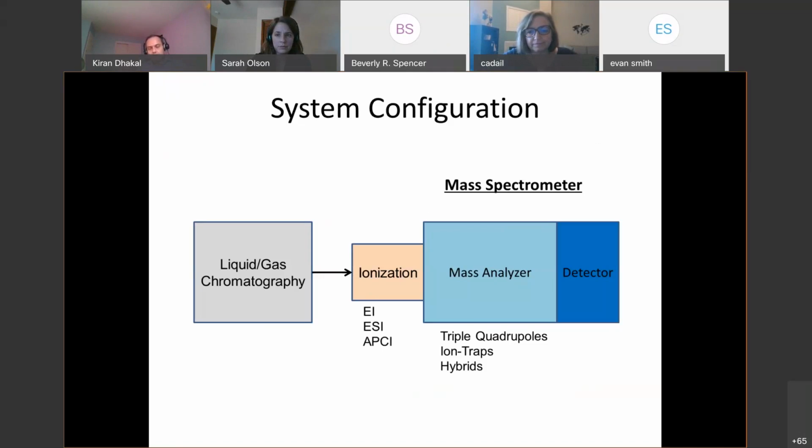The second part involves the mass analyzer. There are a variety of mass analyzers, such as triple quadrupoles, ion traps, and hybrids. And the ionized drug is detected by the detector at the end of the analysis, which we can read in the form of chromatograms.